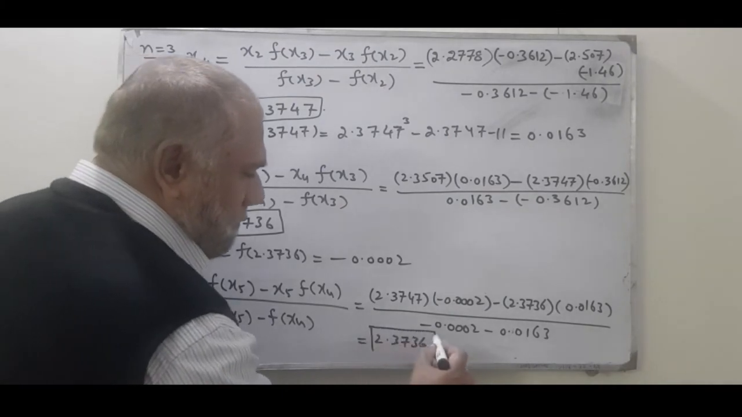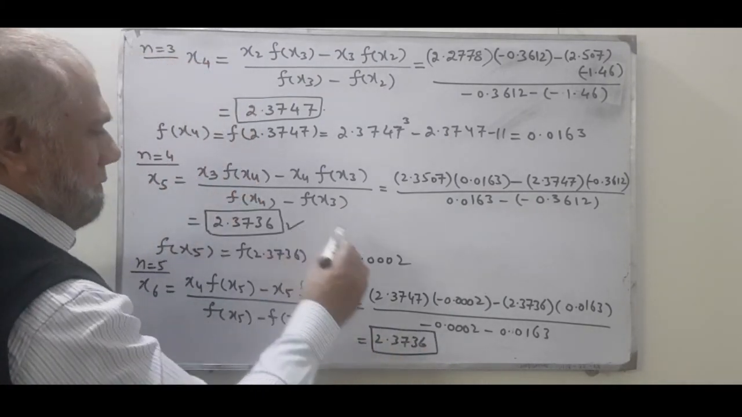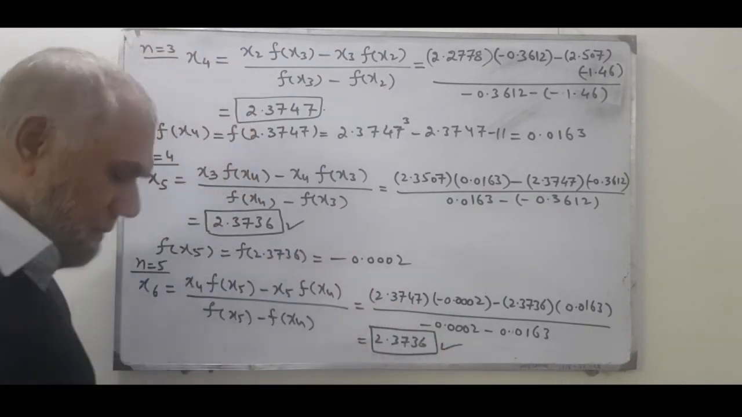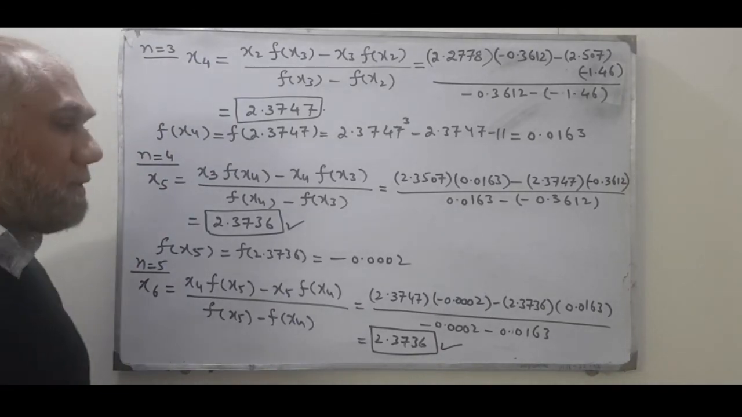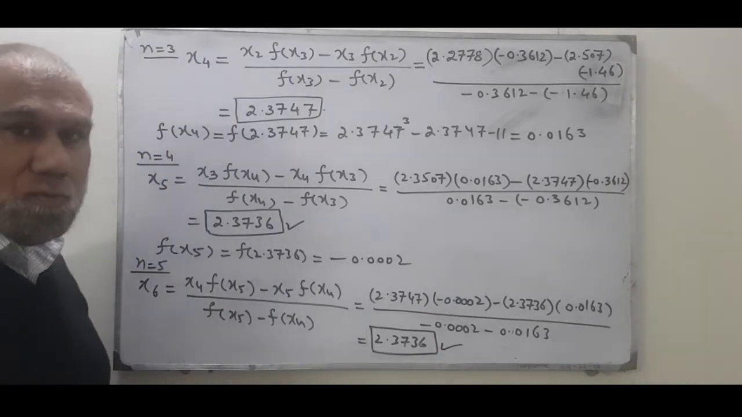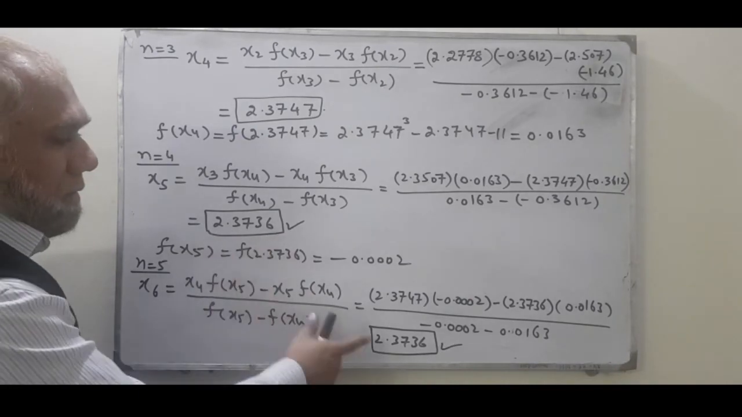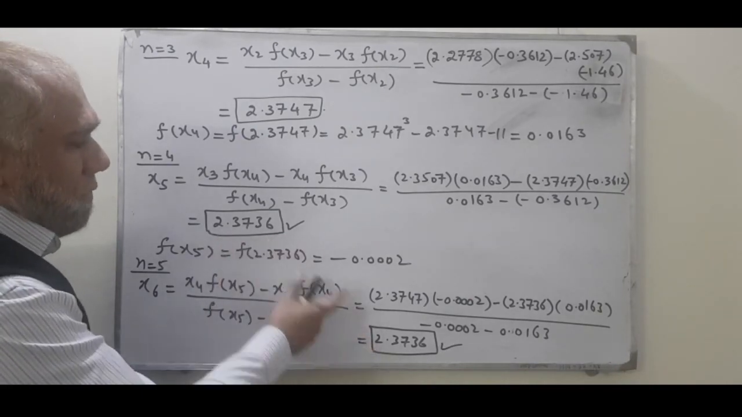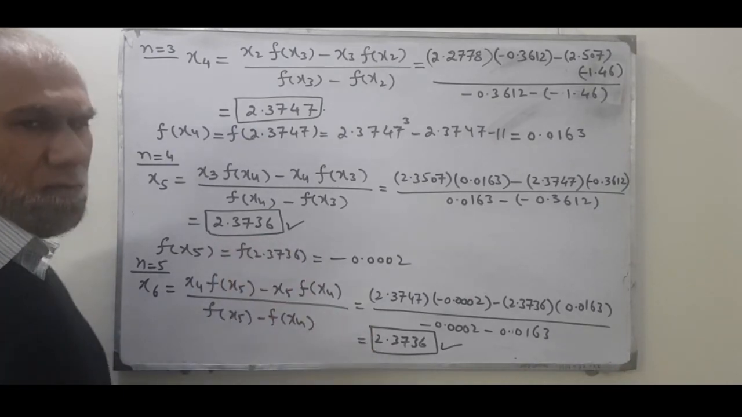Now you can make the comparison. You can see here we get the same output as we got in the previous iteration. So whenever you reach a place where 2 consecutive iterations give you the same answer up to the 4th decimal place, you can stop.